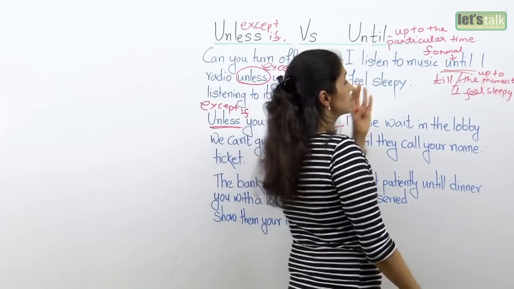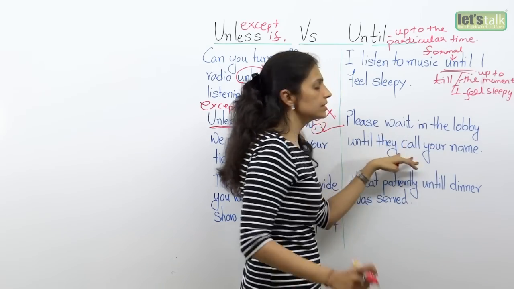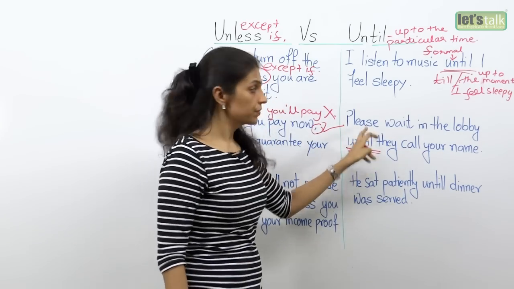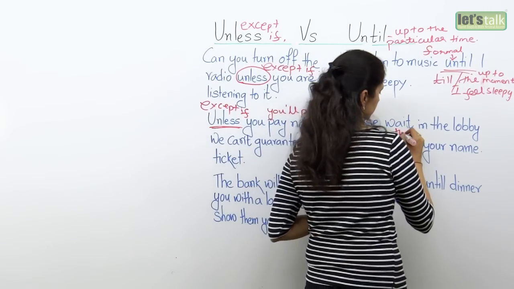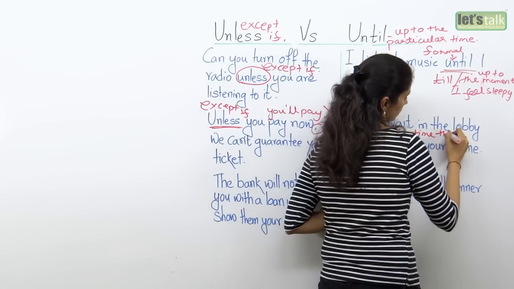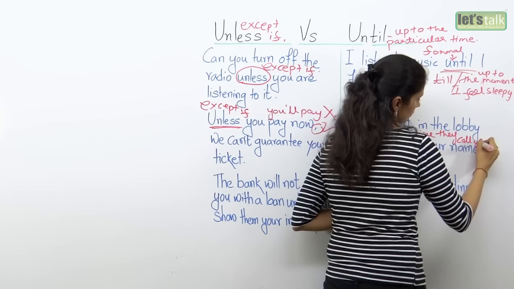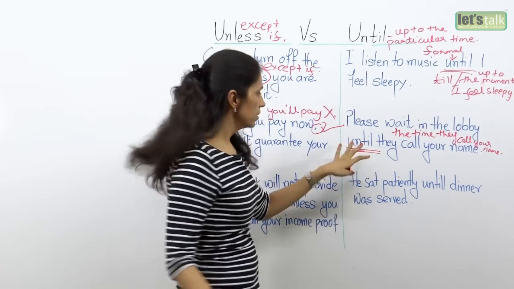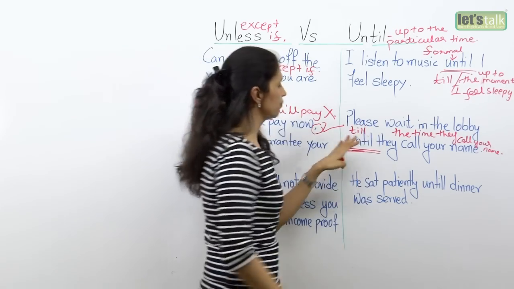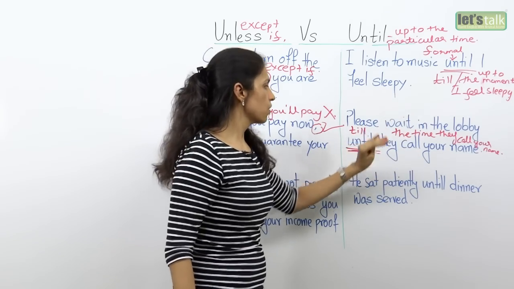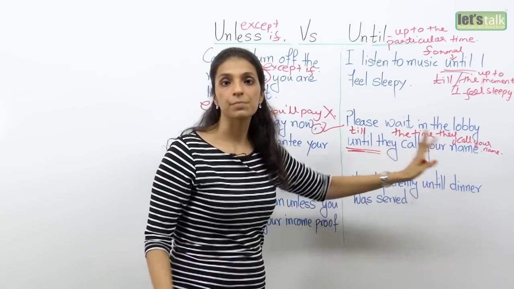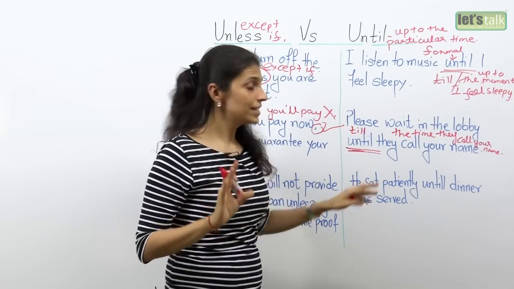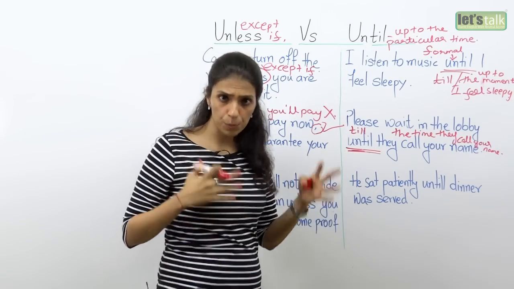Okay, now using until, please wait in the lobby until they call your name. So that means up to this particular time. What time? The time they call your name. You need to wait in the lobby. So remember, till, a more formal way. So you say, please wait in the lobby until they call your name, till a particular moment, the moment being the time they call your name. So wait until. Okay, I hope you're getting it now.